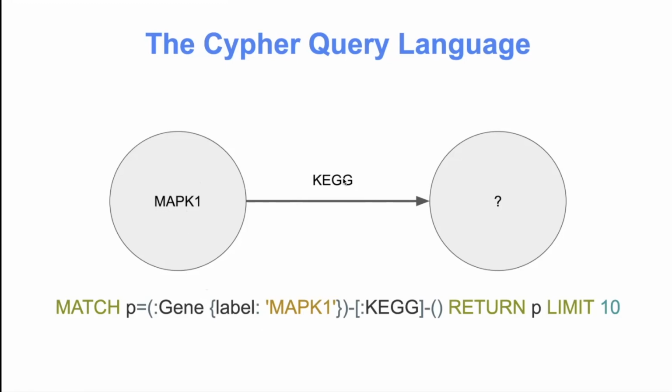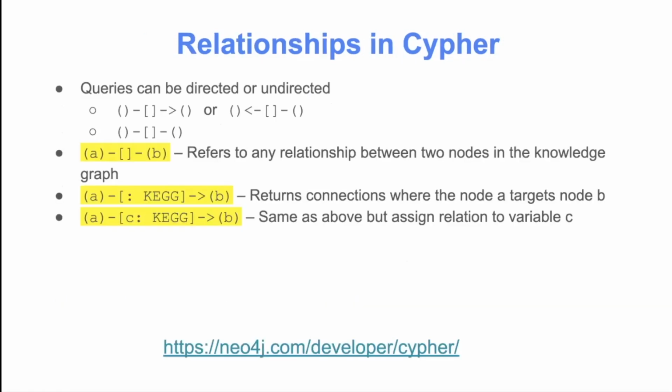And the way we do it is, first we have this parenthesis. Everything in the parenthesis, we match it with the node. So we say that this gene, the label should be MAPK1, and then everything in the square braces is a relationship. We say that we want to match KEGG, and then return everything P, where we equate P with this path.